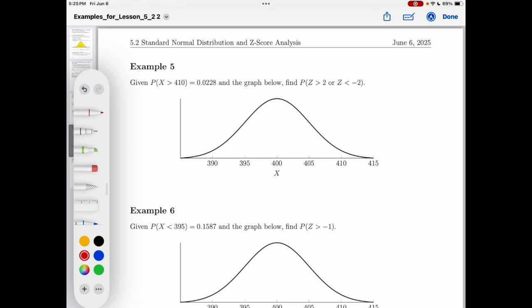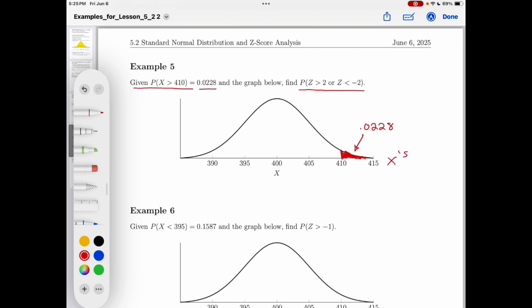Now we're going to look at example 5, 6, and 7. For example 5, we're given that the probability of x being greater than 410 is 0.0228, and we need to find the probability that z is greater than 2 or z is less than -2. Looking at the probability that x is greater than 410, greater than means we're looking at the right side of 410. So this shaded area in red is going to be 0.0228, the probability.